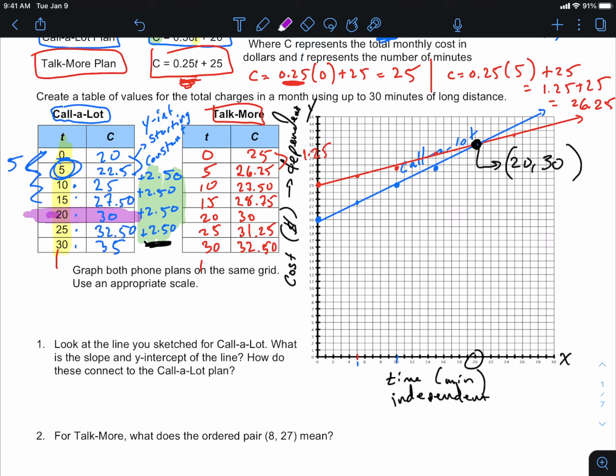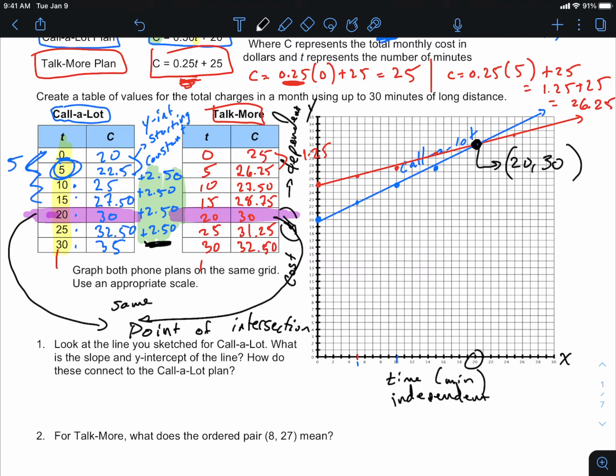What is the cost when I'm at 20 minutes of talking? 30 for call a lot. What is the cost when I'm at 20 minutes of talking for talk more? 30. It's at this point that the two graphs are the same. And so we call this the point of intersection, right? I'll put that into... right? The point of intersection.